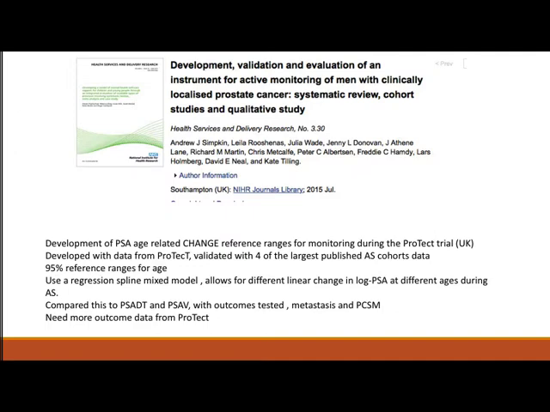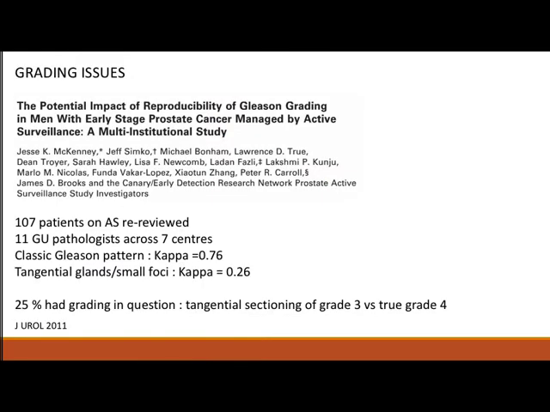There's some interesting mathematical work being done in the UK within the Protect trial group, looking at modelling age-related change in PSA as you move through active surveillance. As you age, your growth rate may or must change, and they're trying to model that using a regression spline mixed model, which I don't understand. They're trying to compare that to PSA doubling time and PSA velocity, but they need more outcome data from Protect to better characterize that, but that's an interesting space to watch.